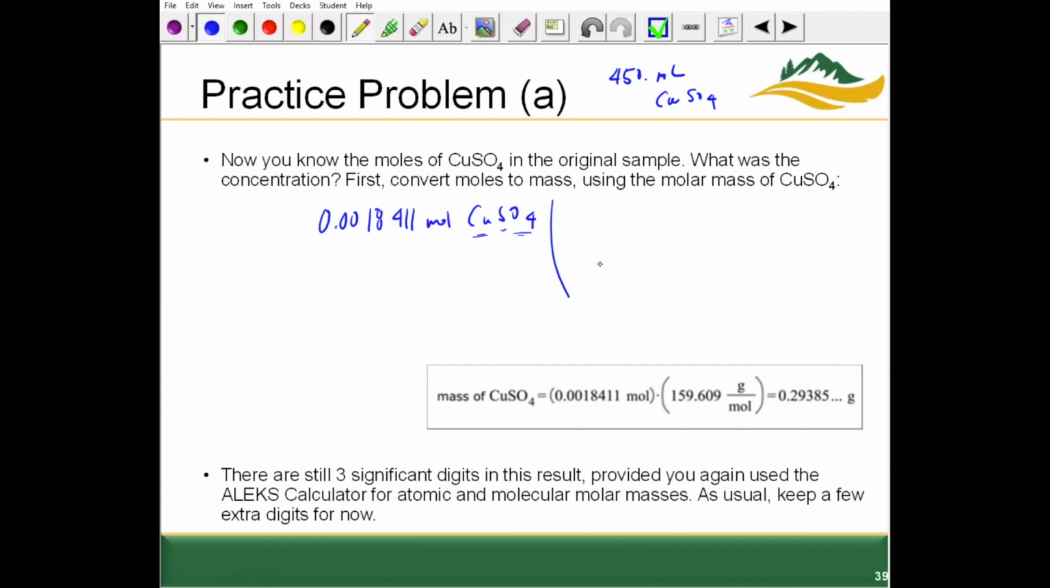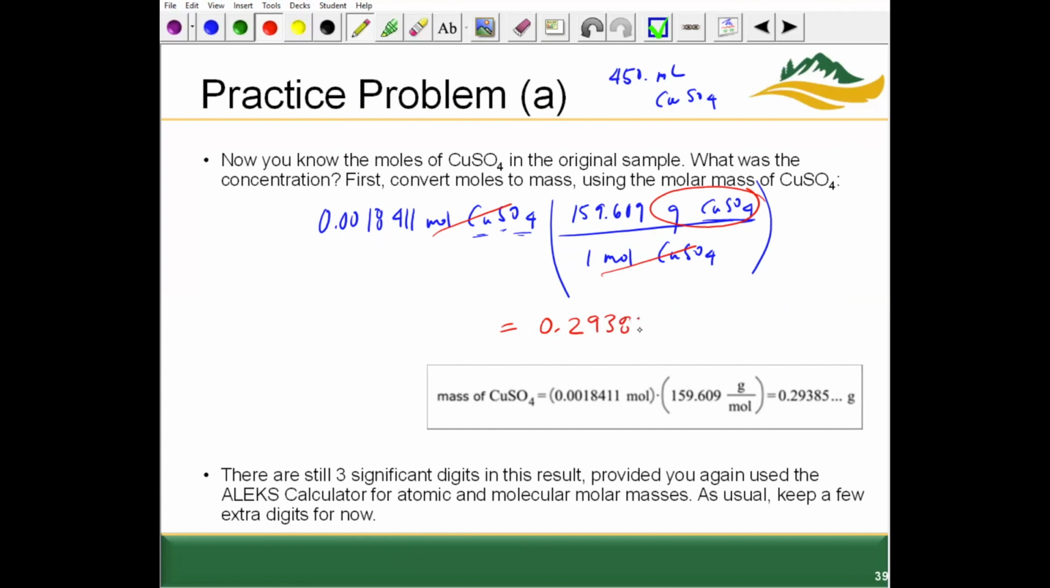So now we need to put grams in the numerator because we want to cancel out moles and moles. So 159.609 grams of copper 2 sulfate. We're going to keep being really specific, grams of copper 2 sulfate, so labeling what this is per 1 mole of copper 2 sulfate. So now at this point, moles cancels out, leaving just grams of copper 2 sulfate. So that is 0.29385 grams of copper 2 sulfate.